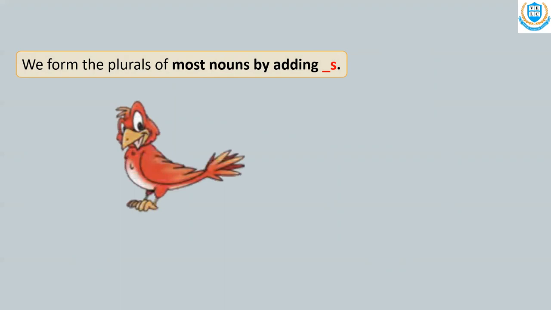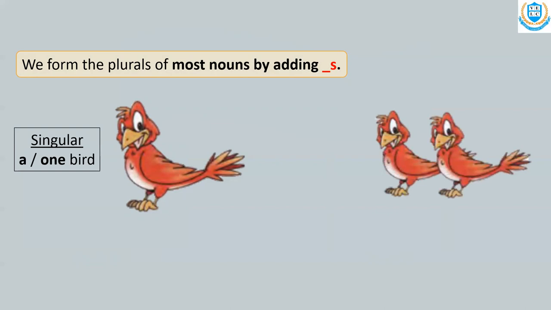So let's see here. What is this? It's a bird. Singular or plural? Singular. So one bird. What are these? They are birds. Singular or plural? Plural. So two birds. Now we are going to listen and repeat.